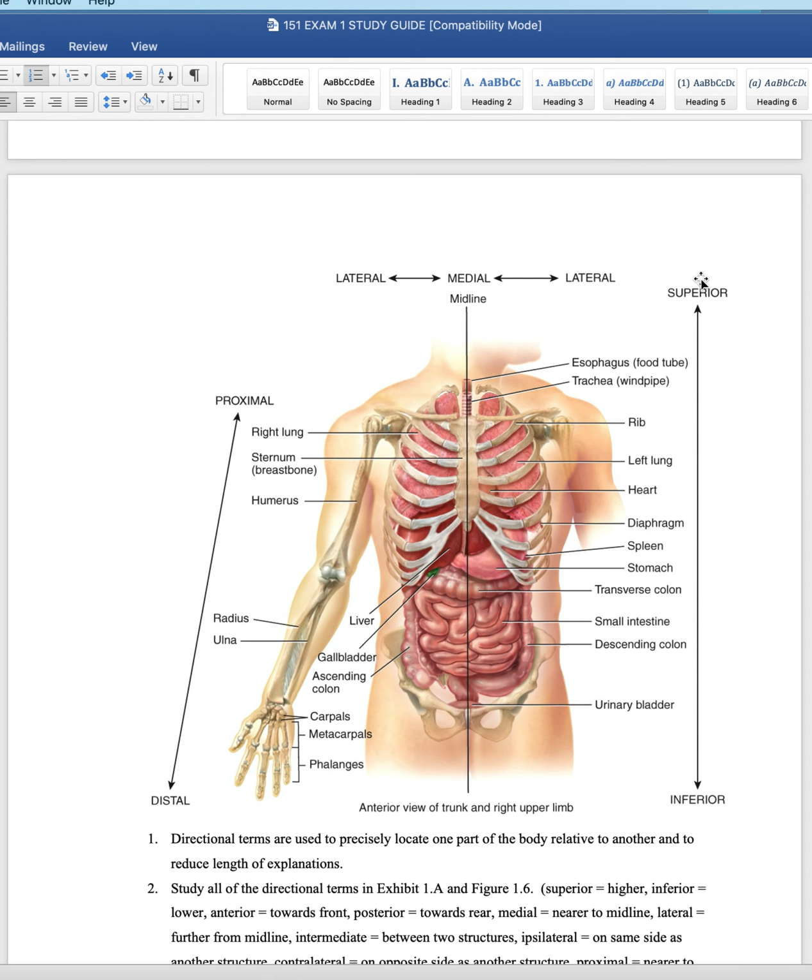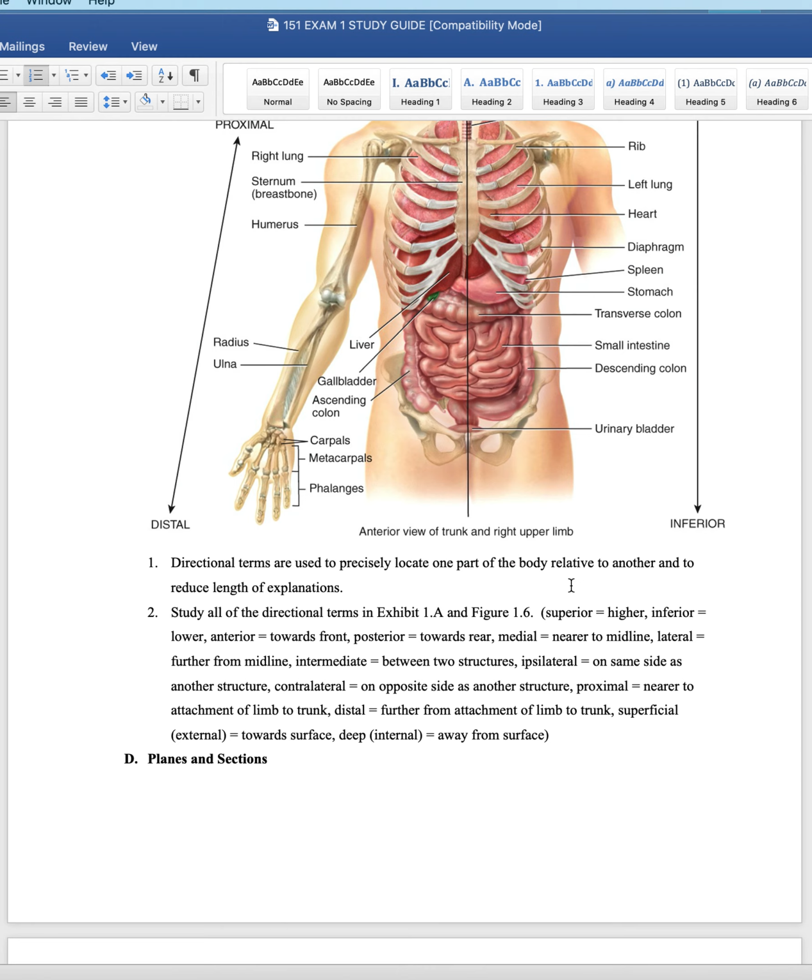If we're going upward on the body, the head is going to be superior to the neck, right? The pelvis is inferior to the heart. So inferior means lower, superior means upward. Again, you're going to need to know all of these directional terms. So anything here, totally fair game.